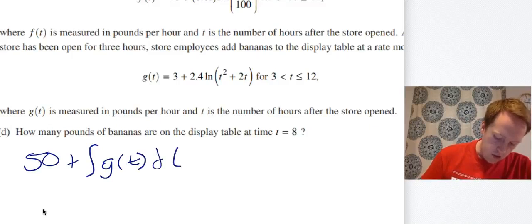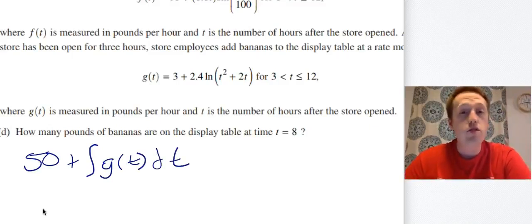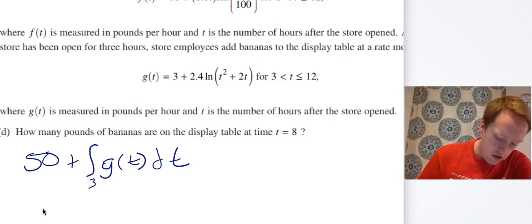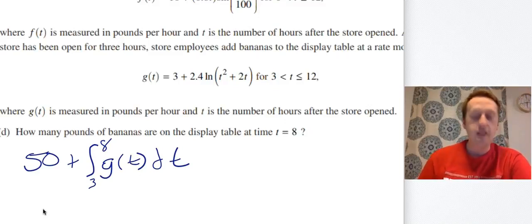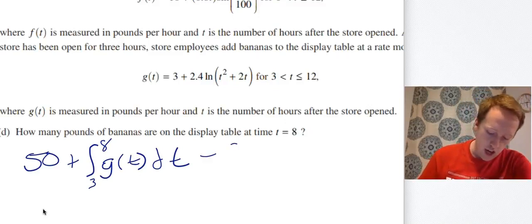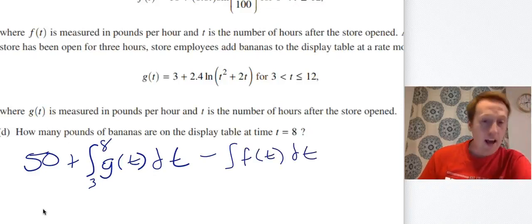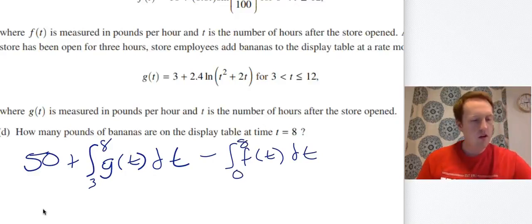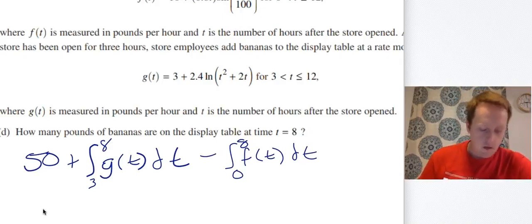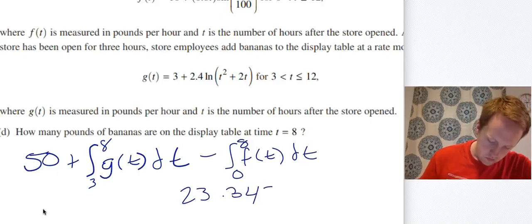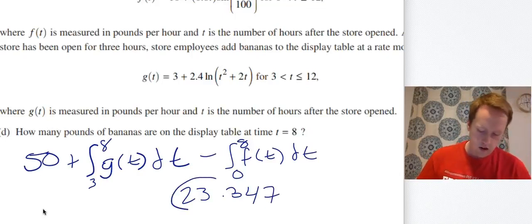Now what I have to be careful about, this is one of those things that I was mentioning, they don't start adding bananas until t equals 3. So I'm going to go 3 to 8. And bananas are being removed as well, so I need to subtract the integral of f. That one actually does start at 0 because people start taking bananas as soon as the store is open. So that one's going to be 0 to 8. And when you go into your calculator for this one, you get 23.347. That would be our answer.